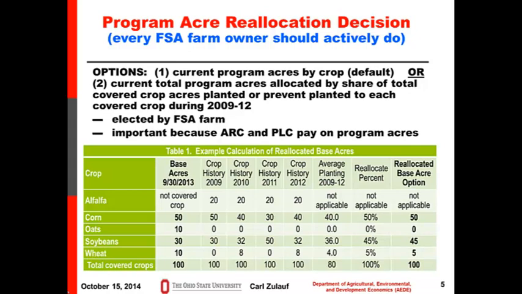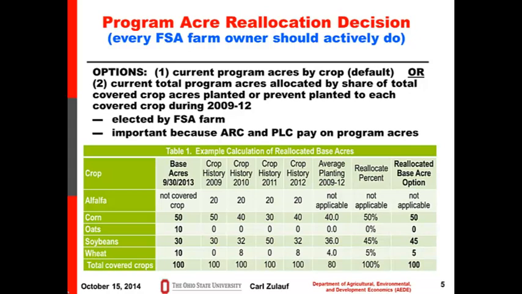Even though there was 100 acres planted on this farm, remember that 20 of them were planted to alfalfa, which is not a program crop and does not come into play in this particular decision. So then what you do is you take the average acres that was planted to the program crops and divide each of those by 80 to get the percent of acres among program crops that was planted to that particular crop. In the case of corn, we planted 40 acres to corn on this FSA farm out of a total of 80 program acres that was planted on this farm. So corn accounted for 50% of all program acres, and so on.